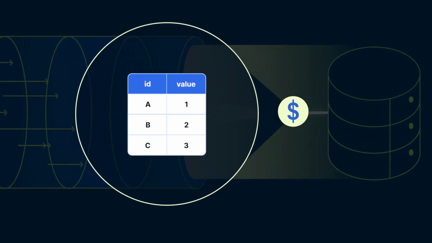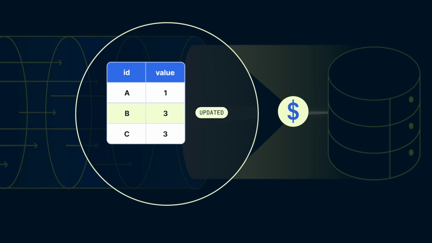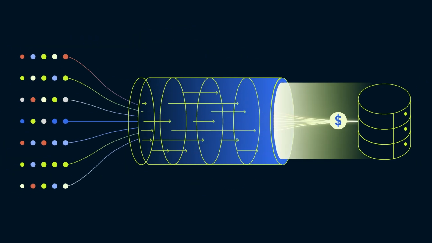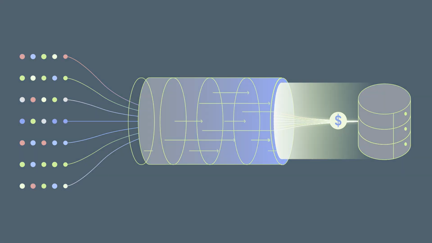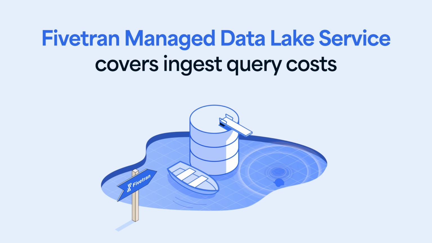Let's look at an example here where we have a table with 3 rows. One row is updated and one row is added within the data source. Ingest costs are incurred when these changes are merged with the existing data in the destination table. So how can you reduce these costs? By using the Fivetran Managed Data Lake service, which covers the cost of data ingestion.